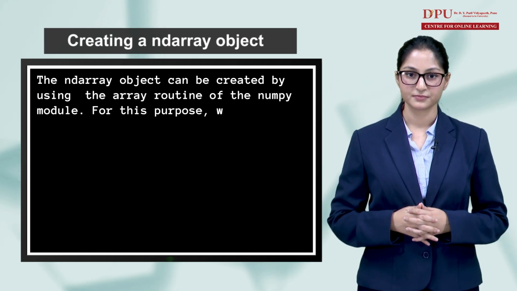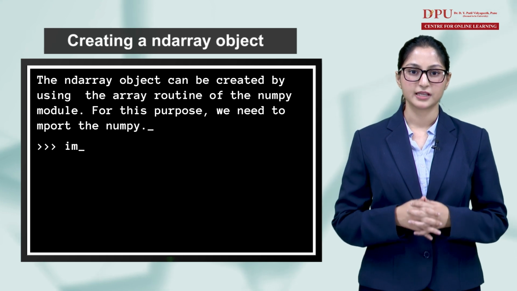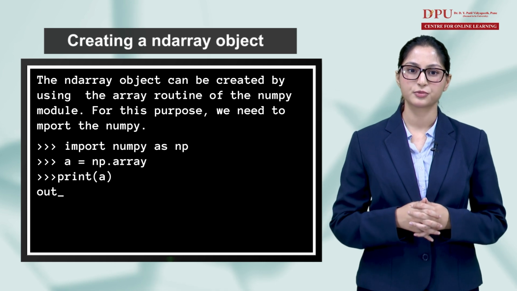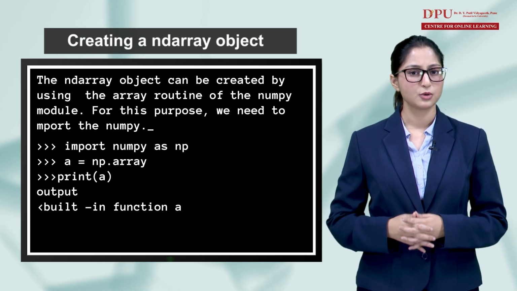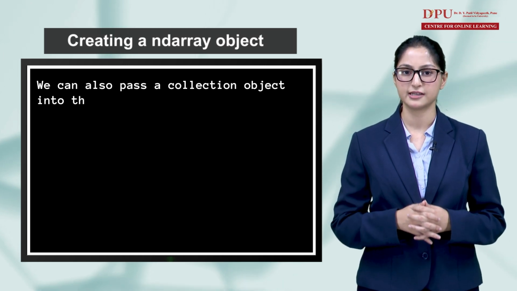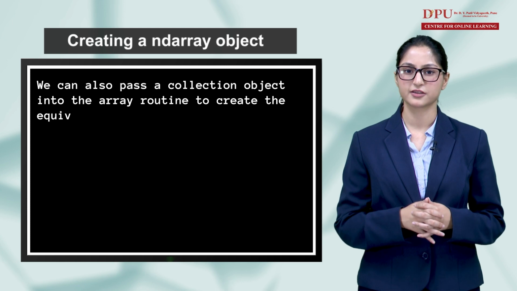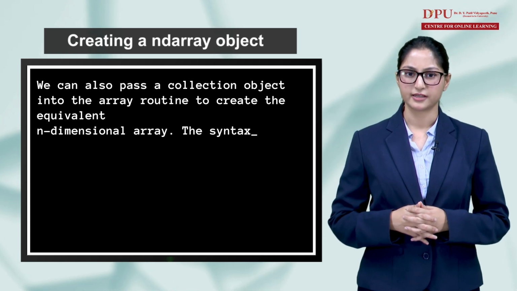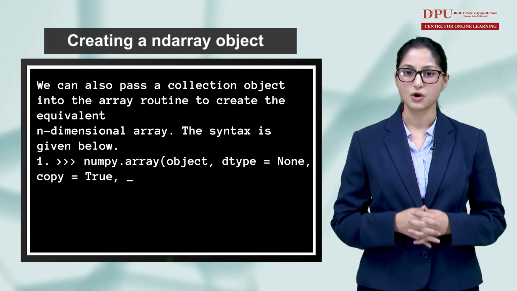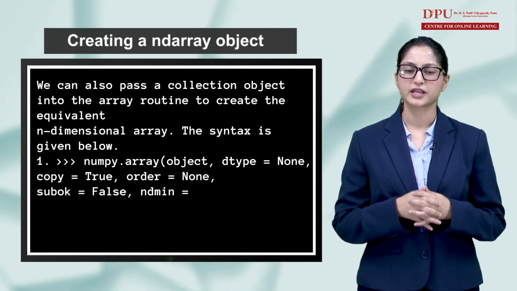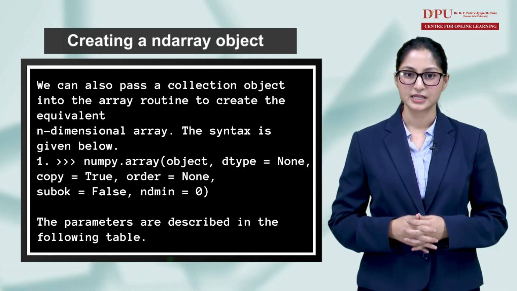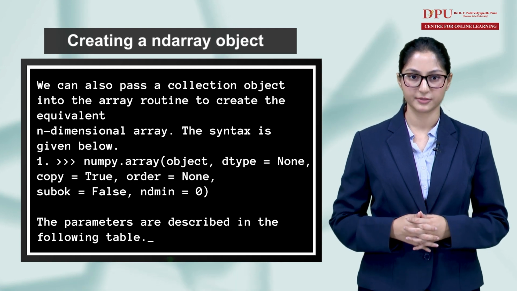For example: import numpy as np, a = np.array(), print(a). Output: built-in function array. We can also pass a collection object into the array routine to create the equivalent n-dimensional array. The syntax is given below: numpy.array(object, dtype=None, copy=True, order=None, subok=False, ndmin=0) as parameters to the function. The parameters are described in the following table.